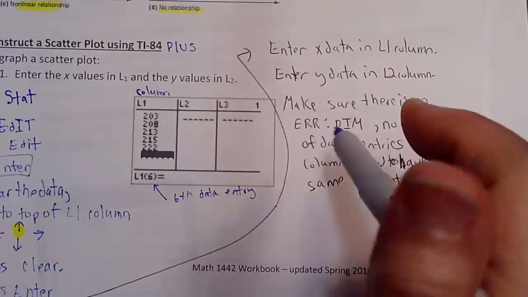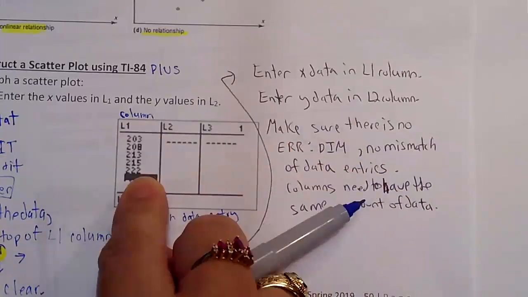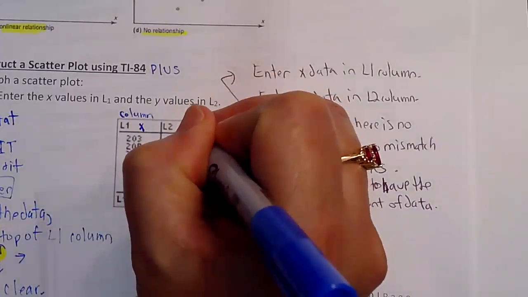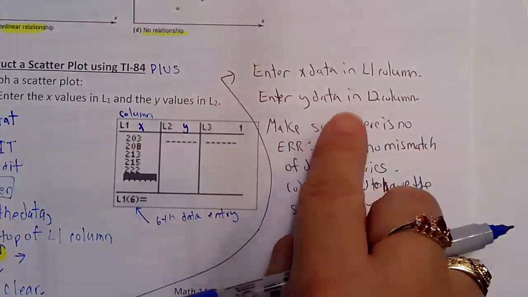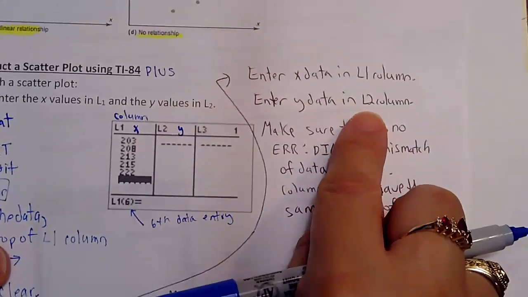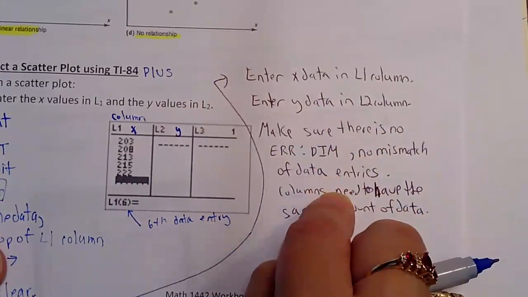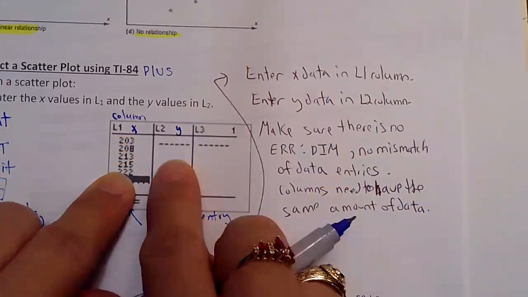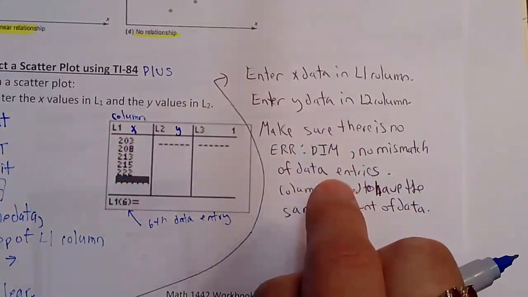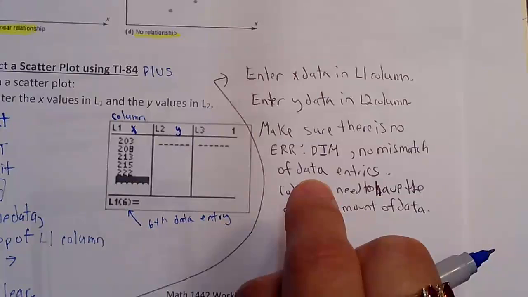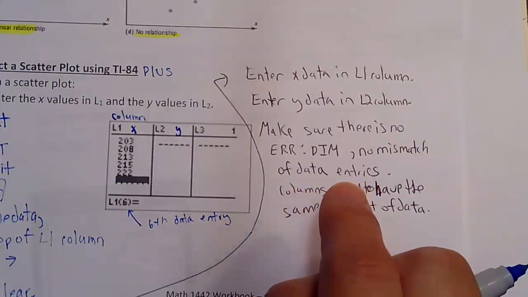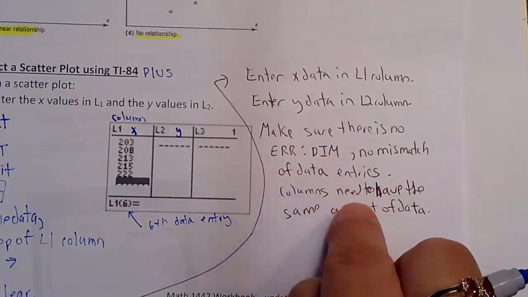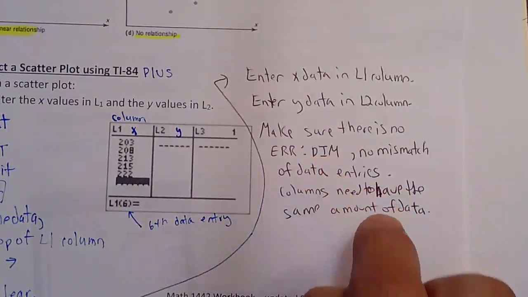And then you start entering your X data in the first column. So this is for the X data. And then you put your Y data in the second, L2 column. Make sure there's not a mismatch. Make sure you have the same amount of data for both columns, because if not, you won't have a graph. A graph cannot be produced if you have an error dimension, which is a mismatch of data. The columns need to have the same amount of data.